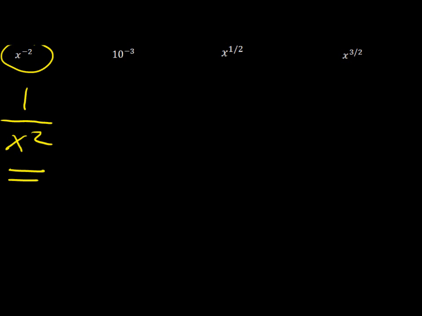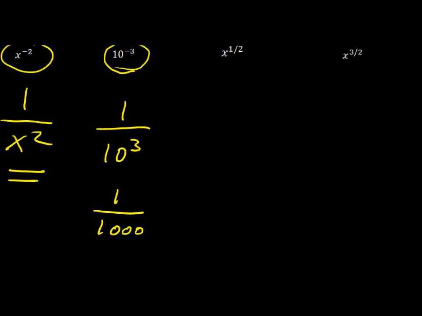So the same trick applies here. So you do 1 divided by 10 to the power of 3. Really not hard. That is the same thing as 1/1000th. So 1 divided by 1,000.